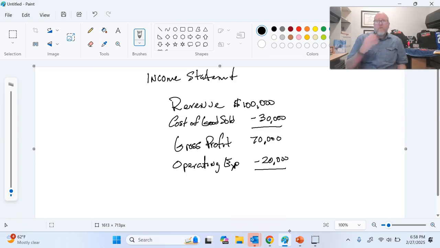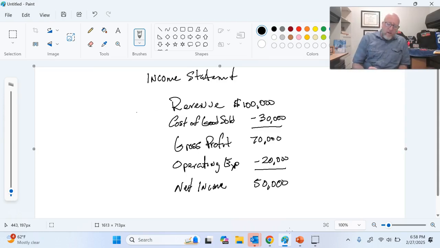The difference between gross profit and operating expenses is net income, to be overly simplistic. And in our example, we have net income of $50,000. Okay? So, cost of goods sold and revenue, right? These two line items right here are really what we're going to spend most of our time talking about and learning about this week, right?